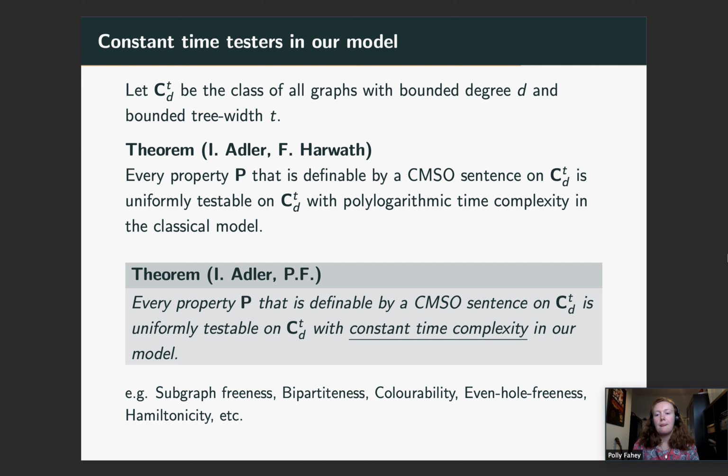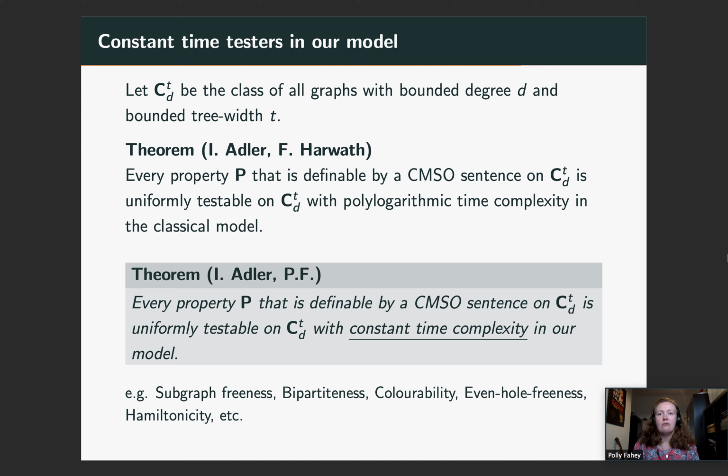Well, there are many well-known graph properties that can be defined by a CMSO sentence. For example, subgraph freeness, bipartiteness, colorability, even-hole freeness, and Hamiltonicity. And so we know that we can test all of these properties in constant time on graphs with bounded tree width and bounded degree in our model.